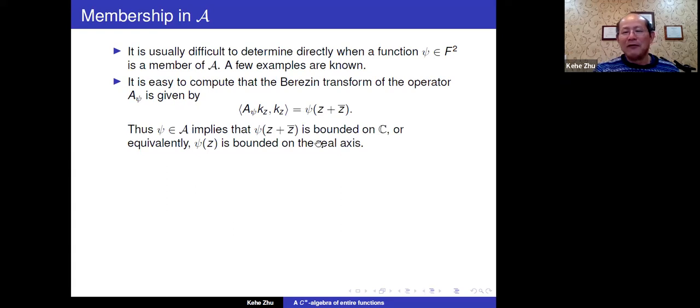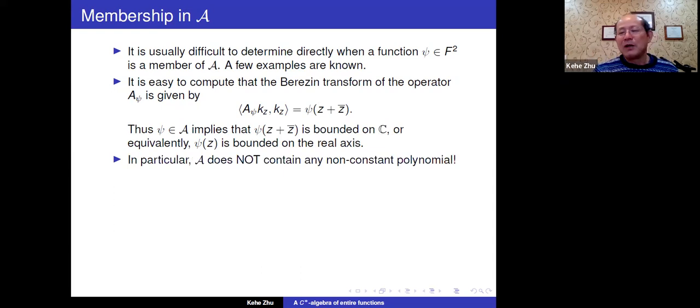For example, if psi is a polynomial, unless psi is a constant, this is not going to be bounded on the complex plane, because this being bounded on the complex plane means that psi will have to be bounded on the real axis. Not every polynomial is going to be bounded on the real axis unless it's a constant. So automatically, the algebra A contains no polynomial. So it's a very abstract algebra.